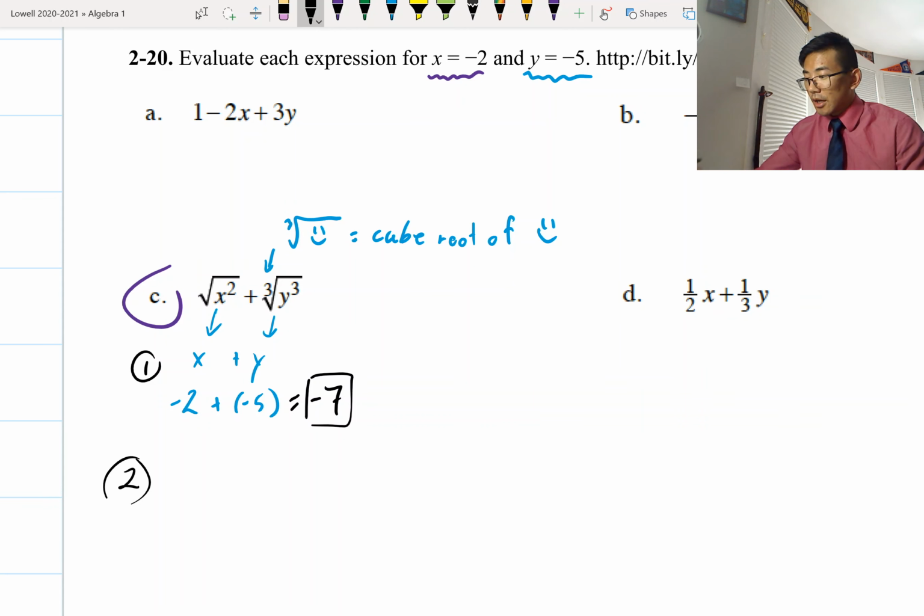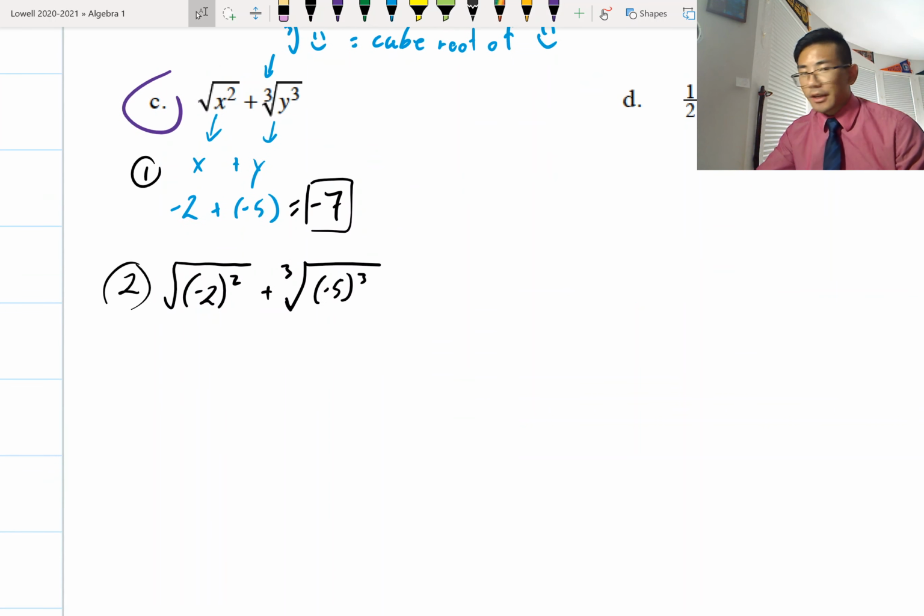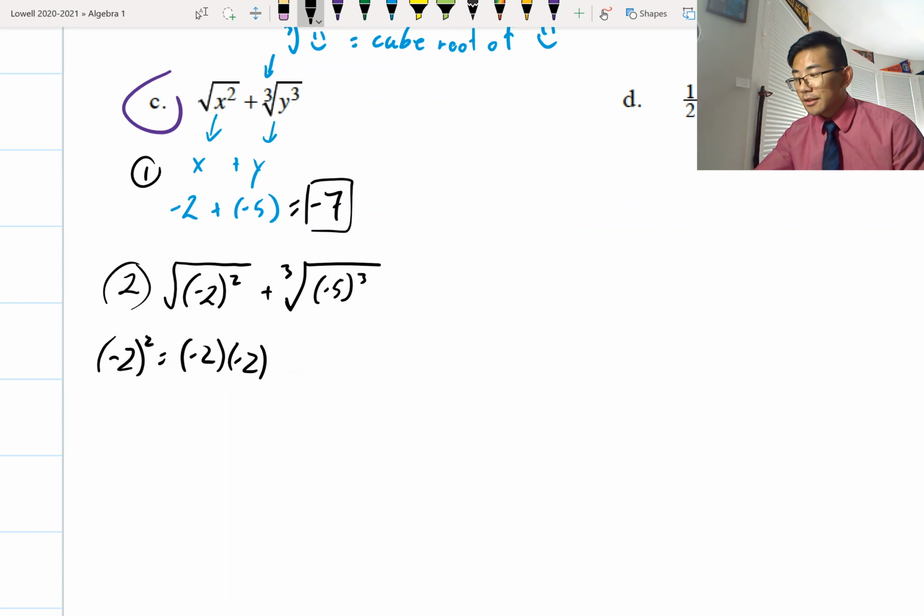Alrighty? So I'm just going to replace x. Now again, x is -2. So I'm going to always use parentheses when I'm substituting. The square root of (-2) squared plus the cube root of (-5) cubed. And now this is why I need parentheses here, because if I slide down here, (-2) squared, again, remember that's -2 times -2, which is +4. And so that would mean on the left there, I have the square root of 4.